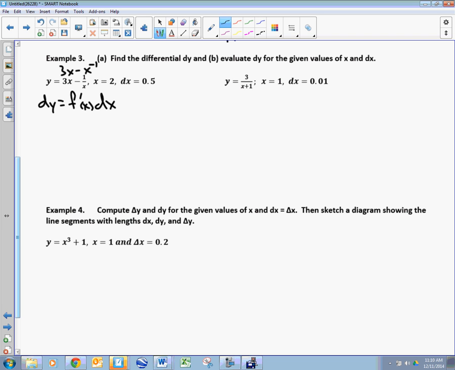My function says 3x minus x to the negative 1. Everybody agree I can write it like that? So the derivative of y will be dy equals 3 plus 1 over x squared times dx. This is my differential.